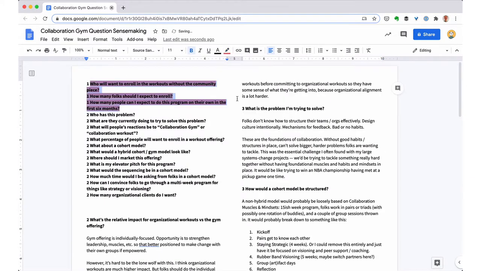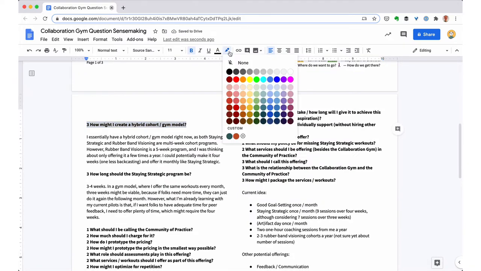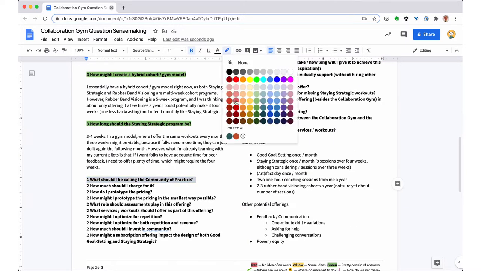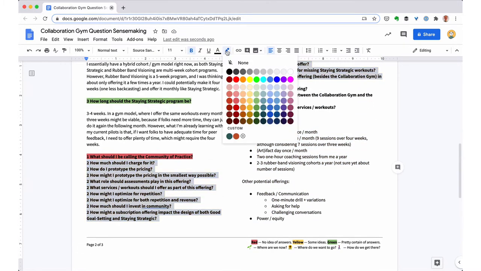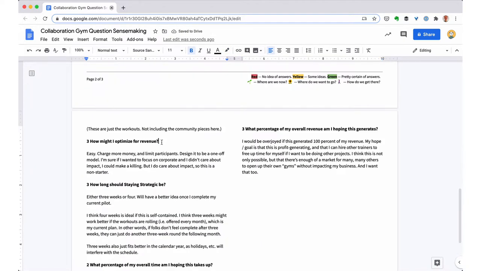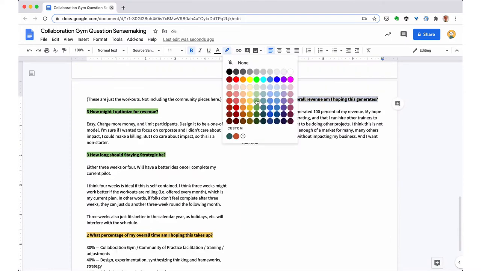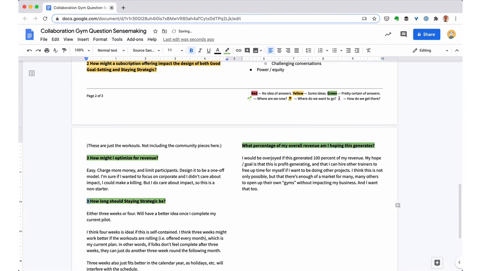The sensemaking document is different from the question dumping document in that it's two columns. That's just to fit more on a page, basically. And what you see me doing here is color coding the questions based on the certainty score. So you'll remember there's a 1, 2, 3 score based on how certain I am of the answer.